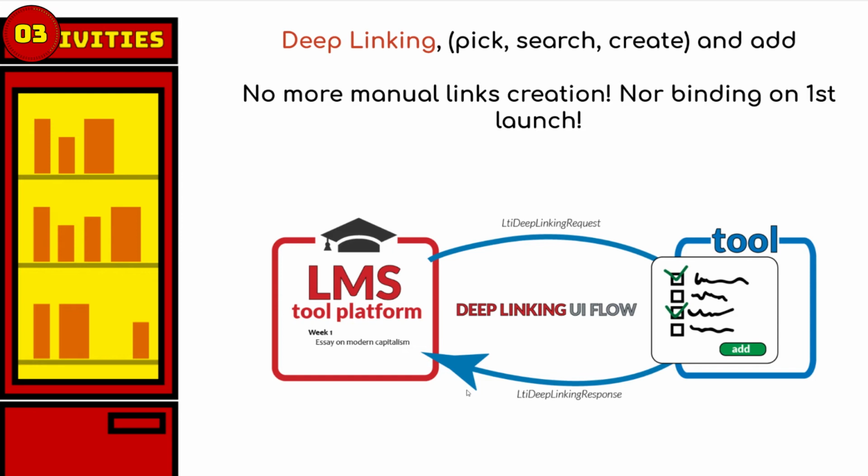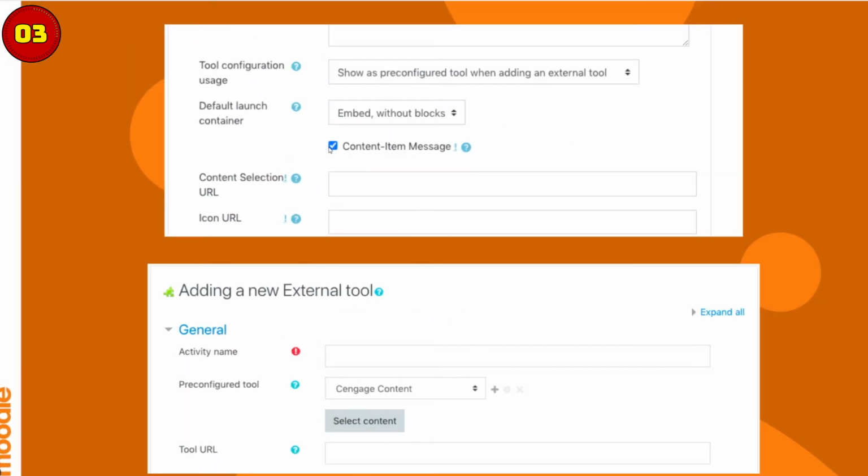We want a UI flow to create or pick content from the tool. So in the world of Moodle, you enable it just by saying you support content item message, which is the older name of deep linking flow. And then once you've done that, it enables this button, select content, inside the add new external tool.